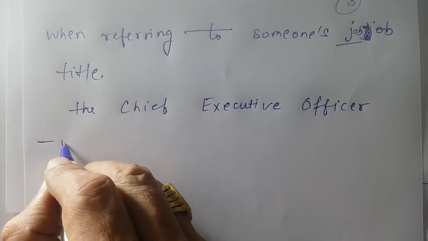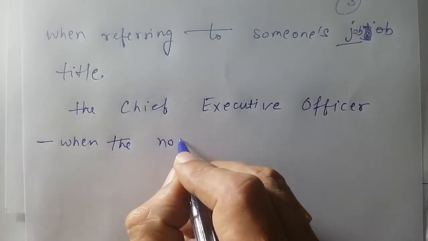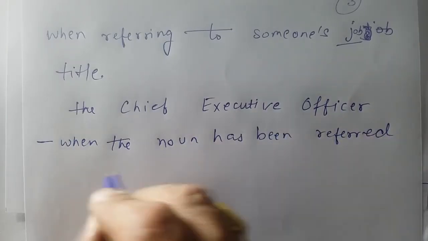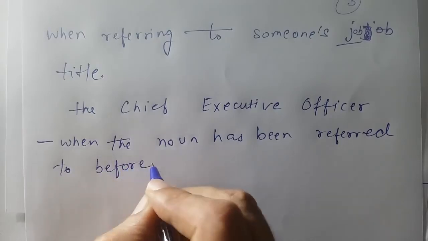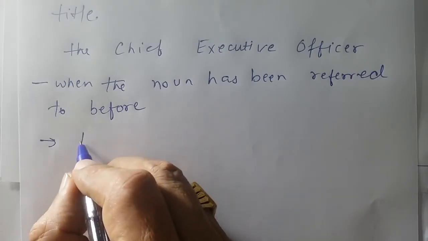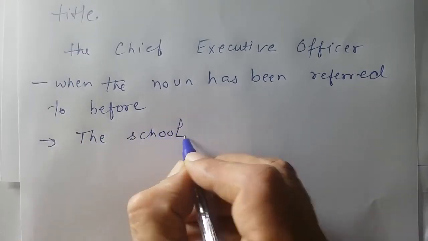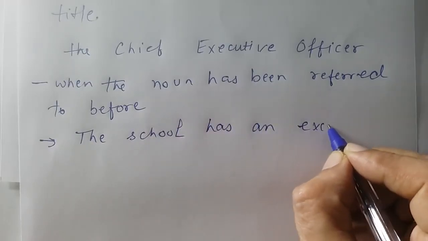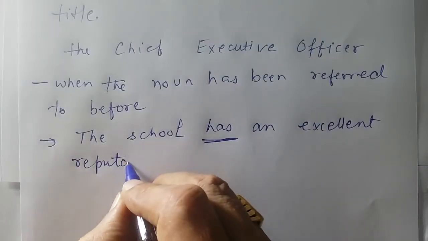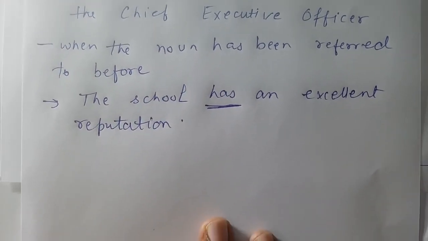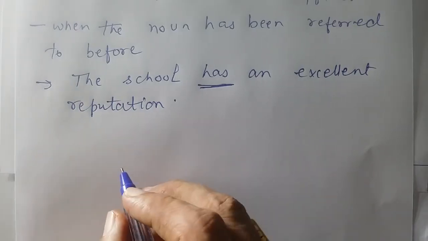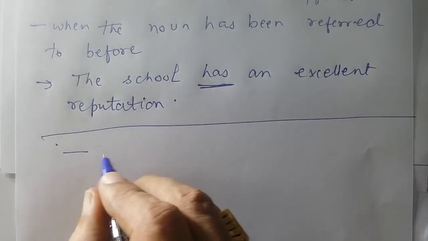And when the noun has been referred to before, I think you are trying to get why you are losing marks or bands in writing. This is the reason. The school has an excellent reputation. It means still it has an excellent reputation. Above all, the main thing here, with superlative degrees.